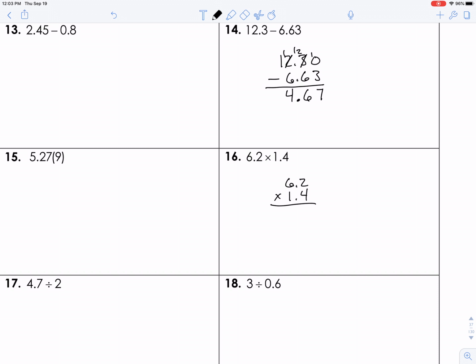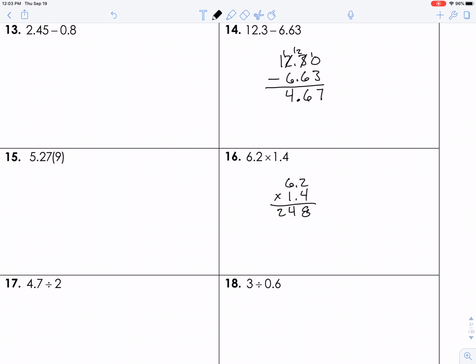And it's just like long multiplication. 4 times 2, 8. 4 times 6, 24. And I want to keep my columns kind of lined up, right? Kind of like that. So I've got things lined up, but I'm going to take my dots out.